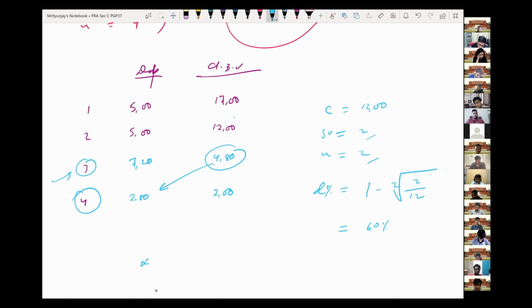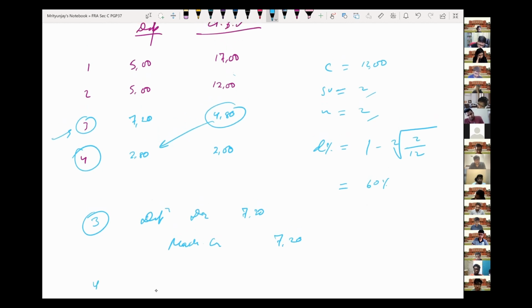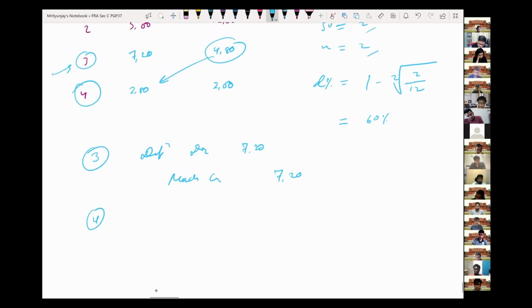The journal entry will be depreciation expense debit 7,20,000 and machinery credit or accumulated depreciation credit, whichever system you are following, 7,20,000. That will be the journal entry of depreciation in year 3. In year 4, what journal entry would we pass for depreciation? We would pass the same journal entry, but the amount this time would be 2,80,000.